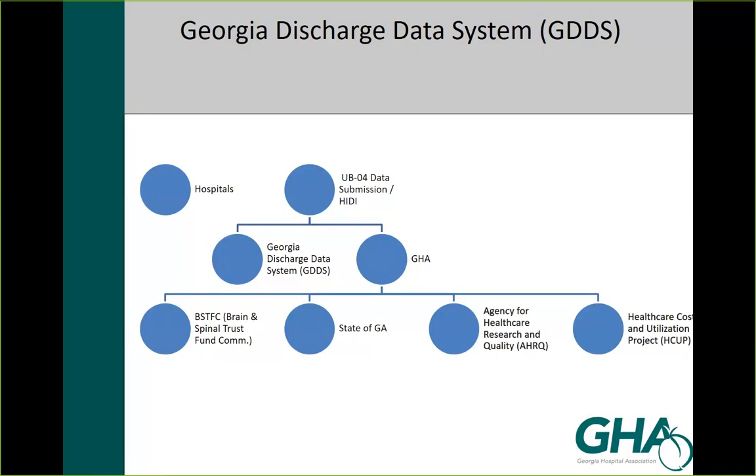GHA receives a set of that data. We then pass that along to the Brain and Spinal Trust Fund Commission on your behalf, and also to the state of Georgia. A cut of that data set is also made available to the Agency for Healthcare Research and Quality and the Healthcare Cost and Utilization Project. Those two agencies use the data for researchers, and so that is how that data is handled.